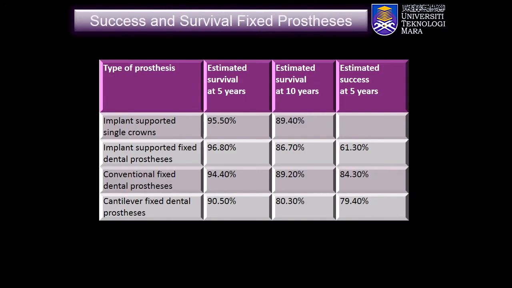The table shows the estimated 5 to 10 year survival and 5-year success rates of implant-supported single crowns, implant-supported fixed dental prostheses, conventional fixed dental prostheses, and cantilever fixed dental prostheses. Although the survival rates for all types of prostheses are similar, when it comes to success, the conventional prostheses may perform better compared to implant prostheses due to the greater maintenance that may be required for implant prostheses.